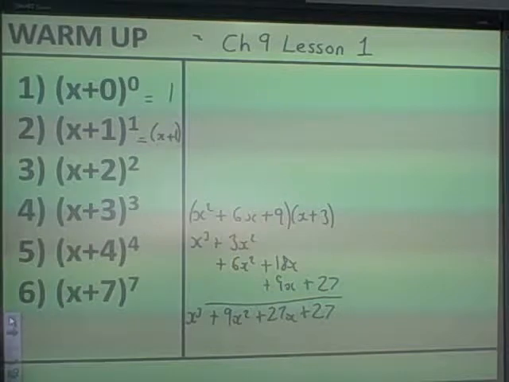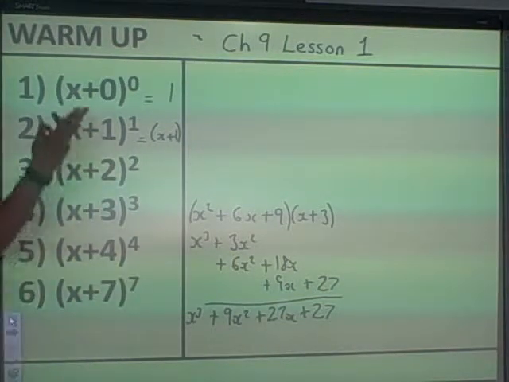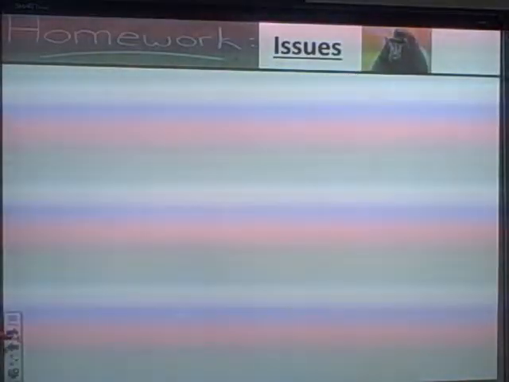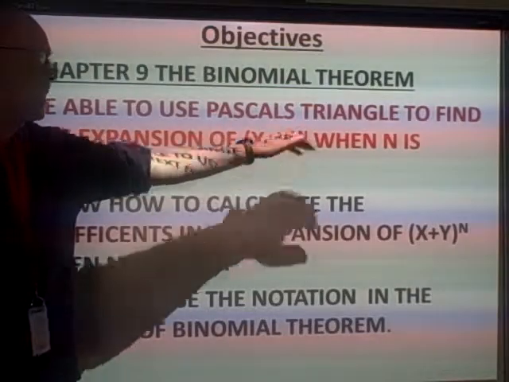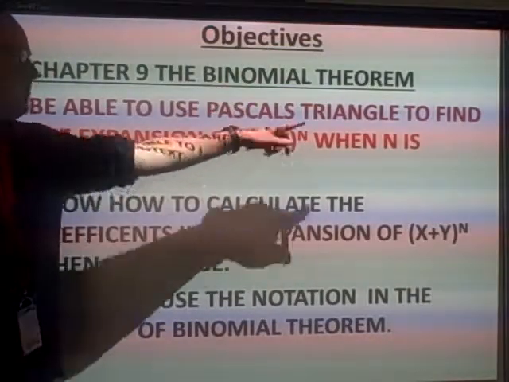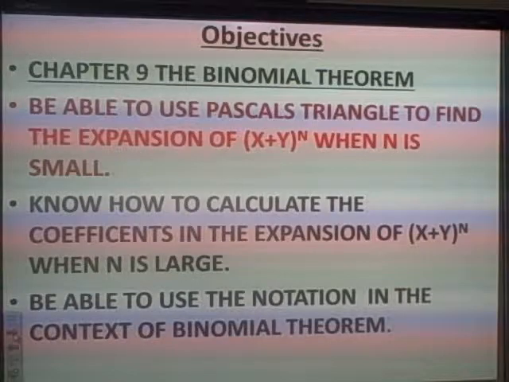And if I go up to the power of 7, then it's obviously going to take a much longer time to do it again. So there is a shortcut for this, and that's actually what we're going to look at in today's lesson. So today's lesson is the binomial theorem, or specifically the binomial expansion. What we're going to look at in our first lesson is to be able to expand 2 terms to the power of n, binomial, 2 terms, when n is small. Pretty vague, but basically I'm thinking of terms under 10.